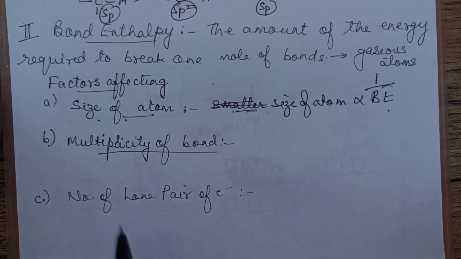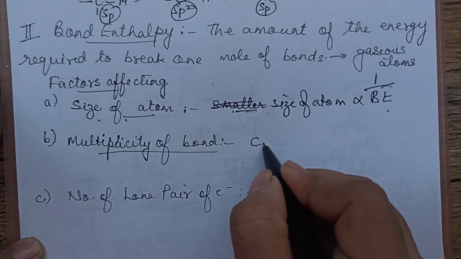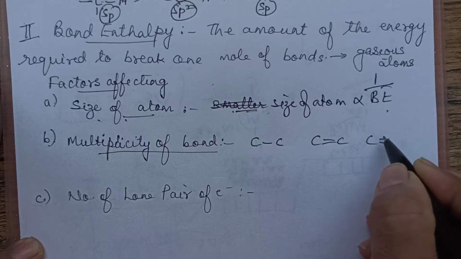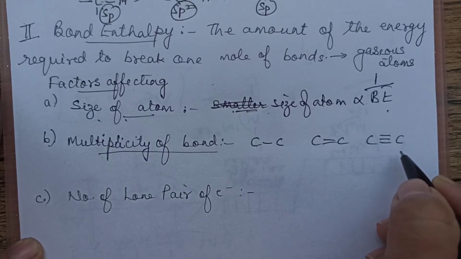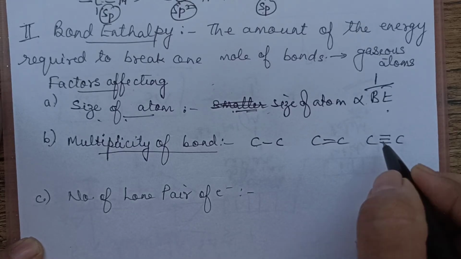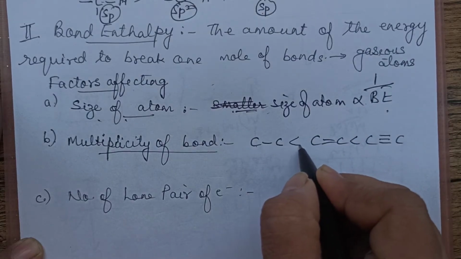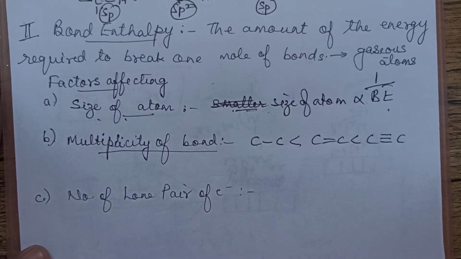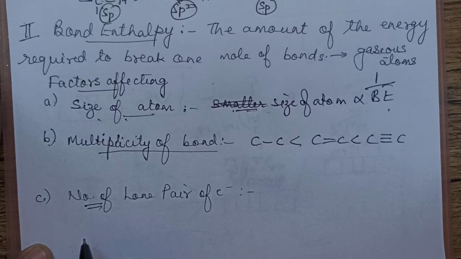Next factor, multiplicity. As we discussed earlier, if there is a single bond or a double bond or a triple bond, obviously where more bonds are there, bond length is less, so the bond dissociation or bond enthalpy will be more here. More the number of bonds, more is the bond enthalpy. More energy will be required to break such a bond. Okay, now another factor is number of the lone pairs which are present.